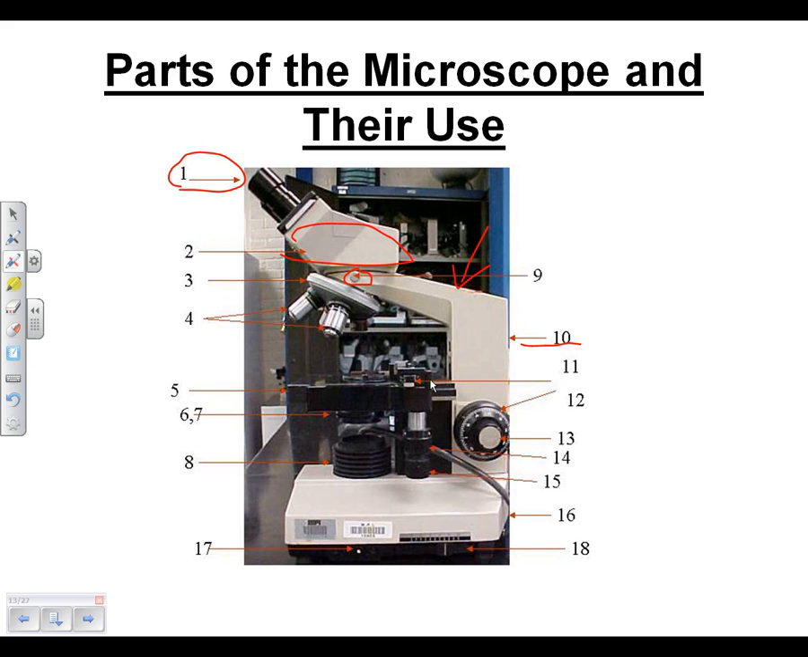And then the other really important things to think about are down here, 14 and 15. This is the adjustment back and forth, left and right, to make the stage that holds your slide go back and forth. So you need to learn how to move that. Remember, they'll always move in the opposite direction you think under the microscope, so practice that some. And then 12 here is the coarse focus, so that's how you focus the actual microscope, and 13 is the fine focus.